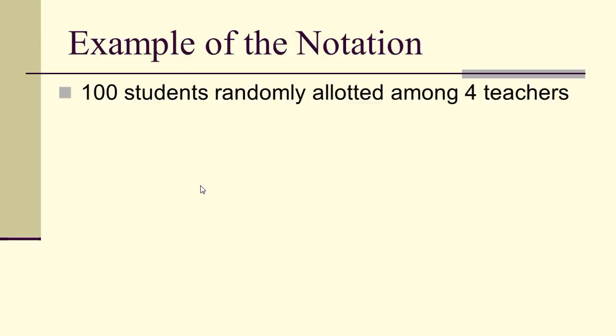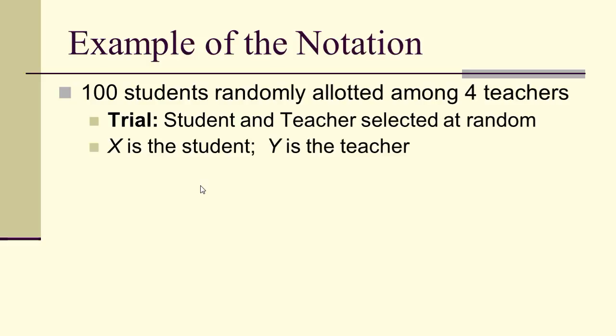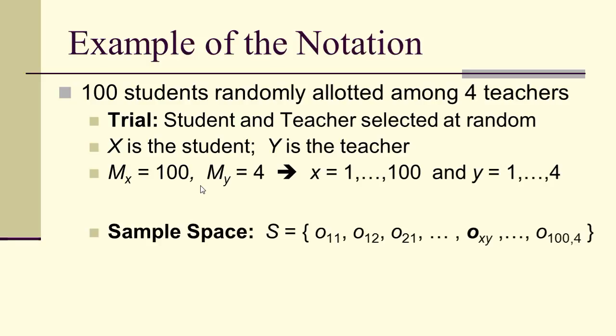So let's look at an example for the notation. Suppose we have 100 students allotted randomly among 4 teachers. A trial would be a teacher and a student selected at random. Capital X corresponds to student, capital Y to the teacher. So M sub x is 100, M sub y is 4. So our sample space is O sub xy, where x goes from 1 up to 100 and y goes from 1 up to 4.